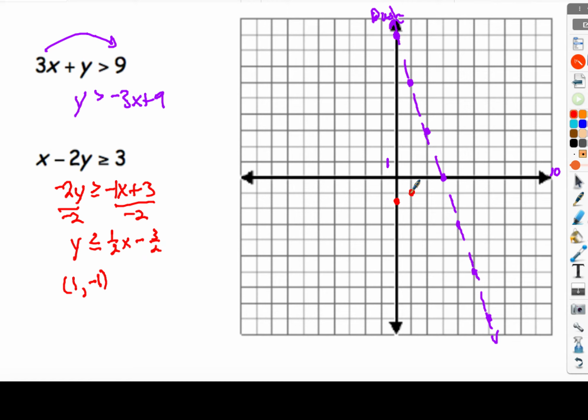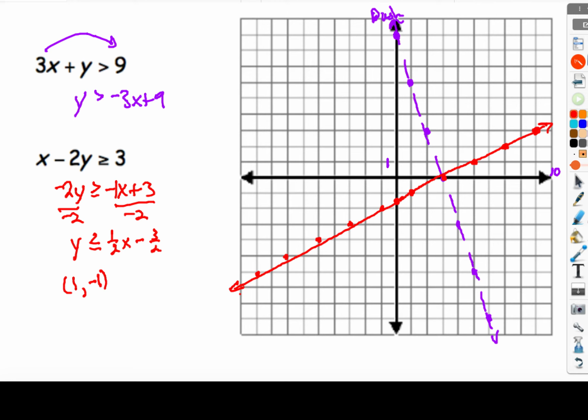But now that I'm at a nice coordinate, I can go up 1, right 2, up 1, right 2. I can use that slope of 1/2 to make a nice long line here. Notice this one is or equal to, so our solid red line is going to go through all of those points, hopefully as straight as you can draw.